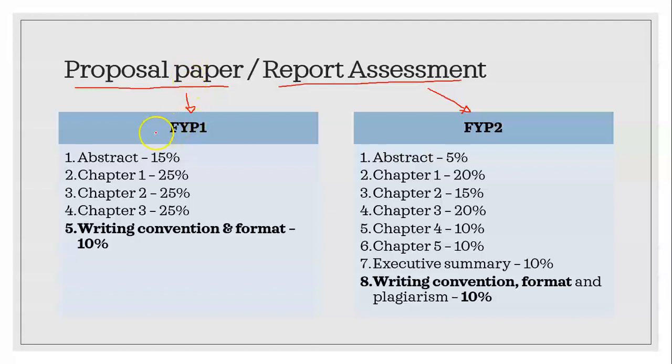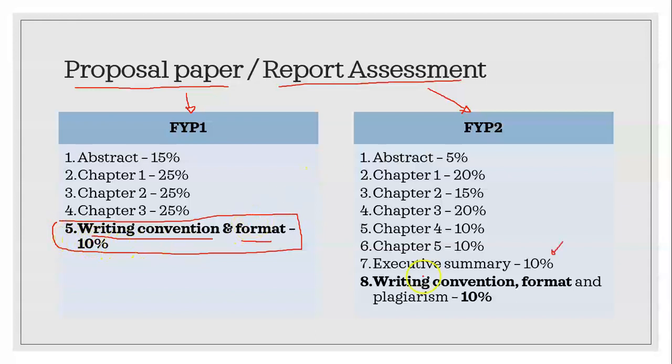FYP1 consists of 5 items in the marking assessment. First is the abstract, which is marked at about 15%. Chapter 1, 25%. Chapter 2 and chapter 3 are 25% each. And the last one is writing convention and format, which carries about 10% of the whole mark. I believe it would be quite foolish if you just waste this 10%, because it's so simple to follow the format and how to write the report. So we want you to focus on securing this 10%.